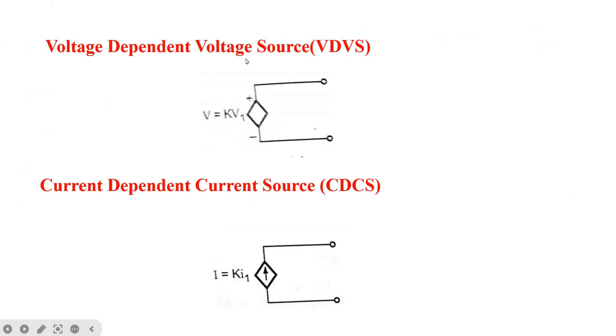Here we have the voltage dependent voltage source, that is VDVS. Here a voltage is produced as a function of another voltage elsewhere in the circuit. Next we have the current dependent current source. Here we have a current source which produces a current as a function of another current present elsewhere in the circuit.